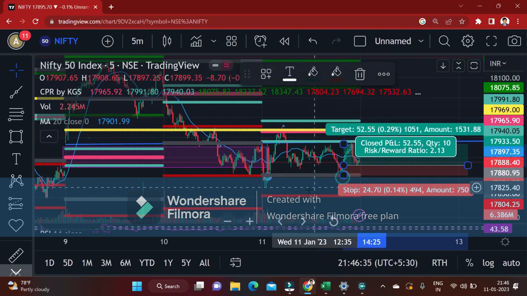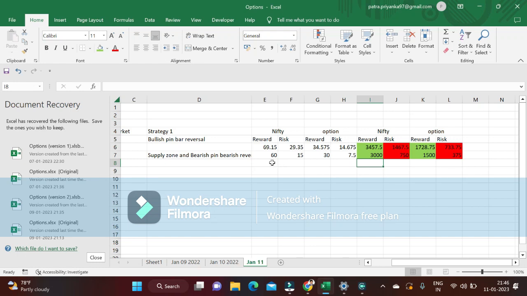Okay. How much have you got? 24.70 is your entry, and 52.55 is your reward. In the option, 26.27 is your reward and 12.35 is your loss potential.